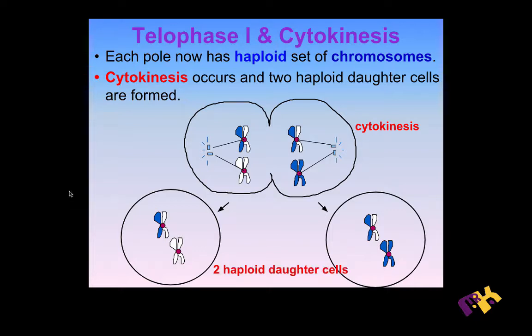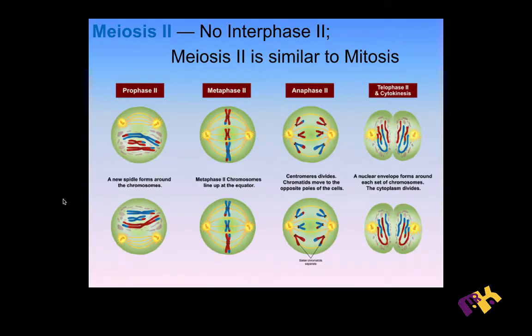All right, so with these 2 haploid daughter cells, we're going to move directly into meiosis 2. There is not an intermission, there is not an interphase between these steps. We go right into meiosis 2, and since we're going to run through PMAT one more time, we simply say that we're talking about prophase 2, metaphase 2, and so on as we move through the steps.